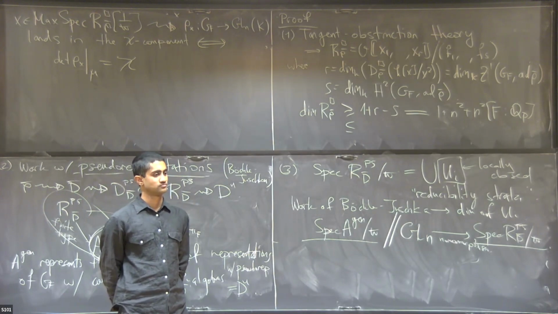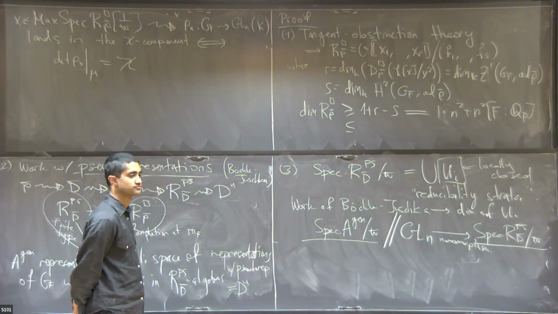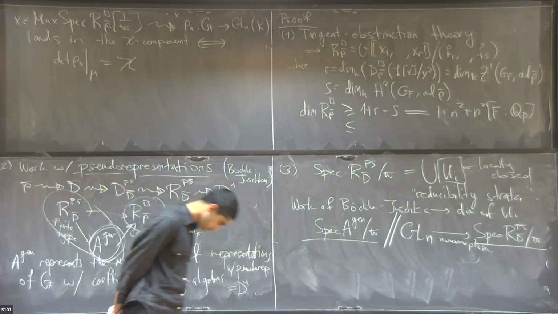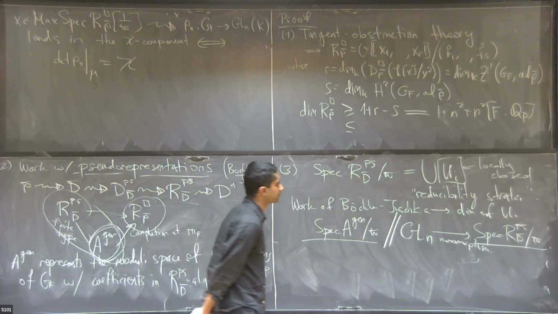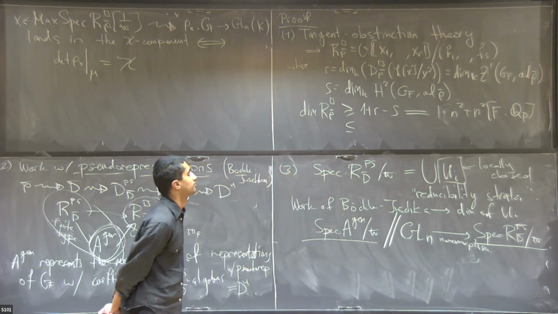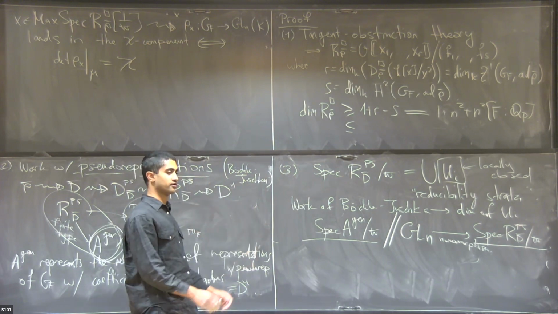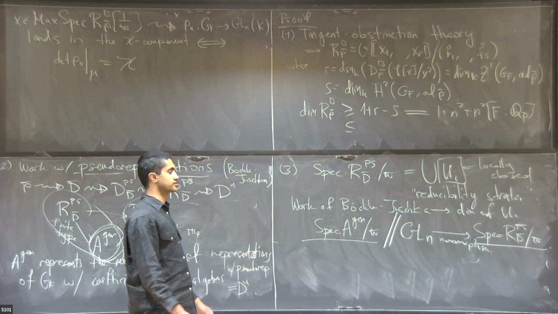So what's the input into this work of Böckle and Juschka then? That seems to be kind of essential. Yeah, it's completely essential. It's the basis for this whole argument. And they study the deformation theory of these pseudo representations. I'm not intimately familiar with that paper in all of its details, but they use Clifford theory in an essential way.